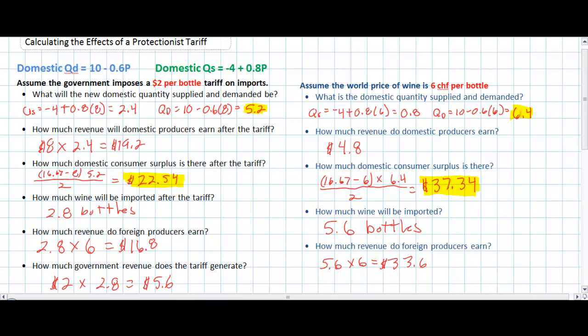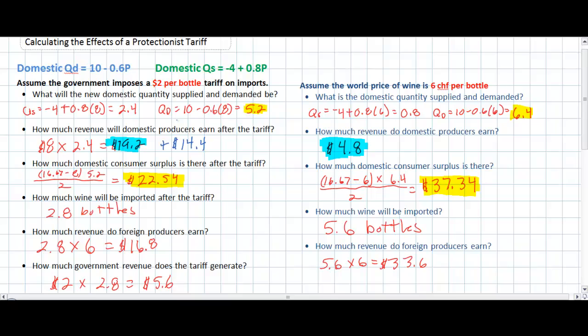After the tariff, domestic consumers in Switzerland will buy only 5.2 bottles of wine, each of which they are paying a higher price for. What about domestic producers? Now we can look at the winners of the tariff. Before the tariff was imposed, domestic producers, Swiss wine producers, earned only $4.8 total in revenue. However, as a result of this tariff, domestic producer revenue is much greater. It has increased, in fact, by $14.4.